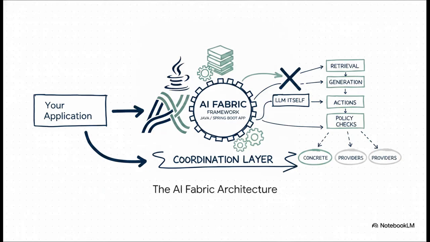Okay, let's dive straight into the AI Fabric framework, which essentially serves as the ultimate coordination layer between your application and your AI systems. Now, it's really important to note right off the bat that AI Fabric is not an LLM itself. Instead, it's a modular Java framework that sits right inside your Spring Boot app. It acts almost like a highly intelligent traffic cop, focusing completely on coordination. It manages retrieval, generation, actions, and policy checks, all while isolating those capabilities from concrete providers using strict, unbreakable contracts.